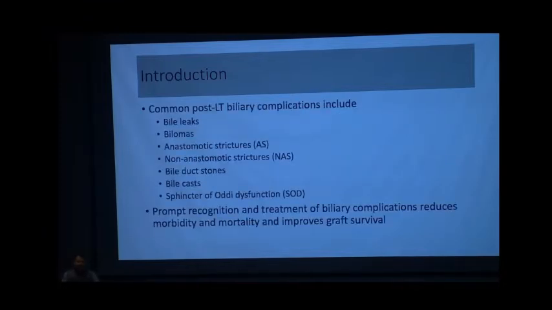So what are the biliary complications which we see? The most common post-liver transplant biliary complications include bile leaks, which is the most common, and along with it come bilomas. Then there are anastomotic strictures, which may be secondary to bile leak or primary stricture leading to bile leak and bilomas, and there may be non-anastomotic strictures. Then further in late stages we may have bile duct stones, bile casts, and then there is an entity, sphincter of Oddi dysfunction, though people say it's less common as per the literature.